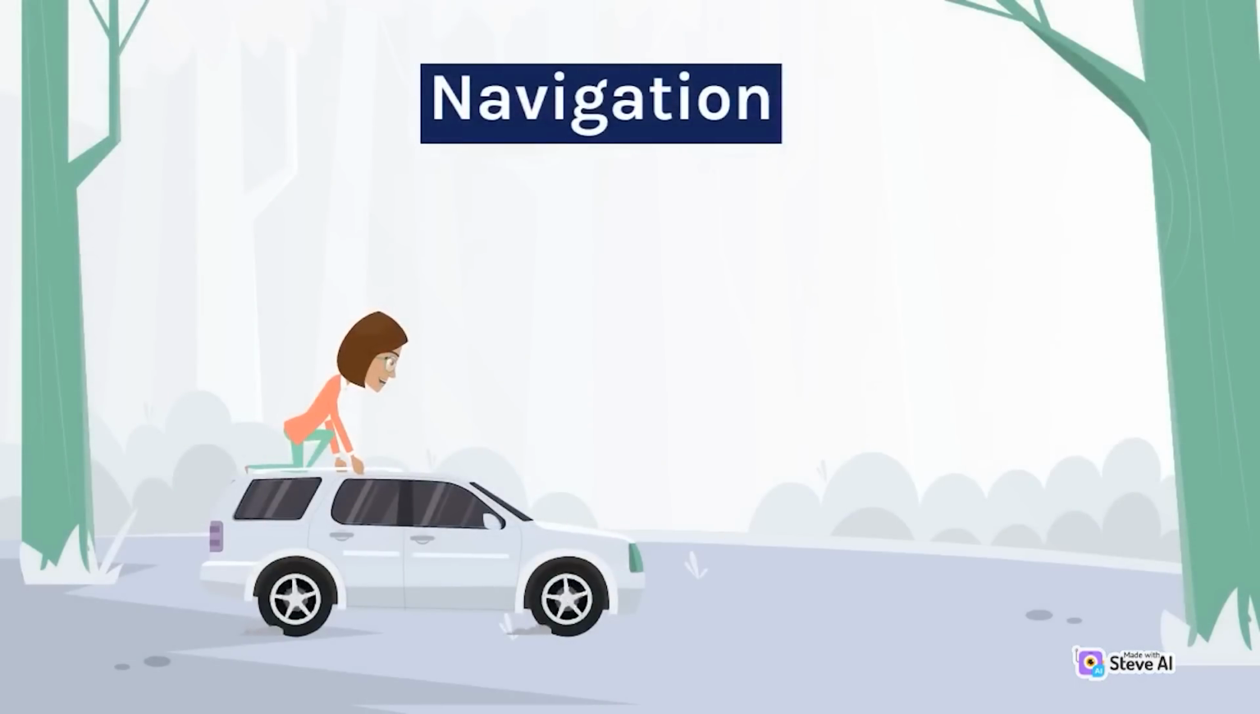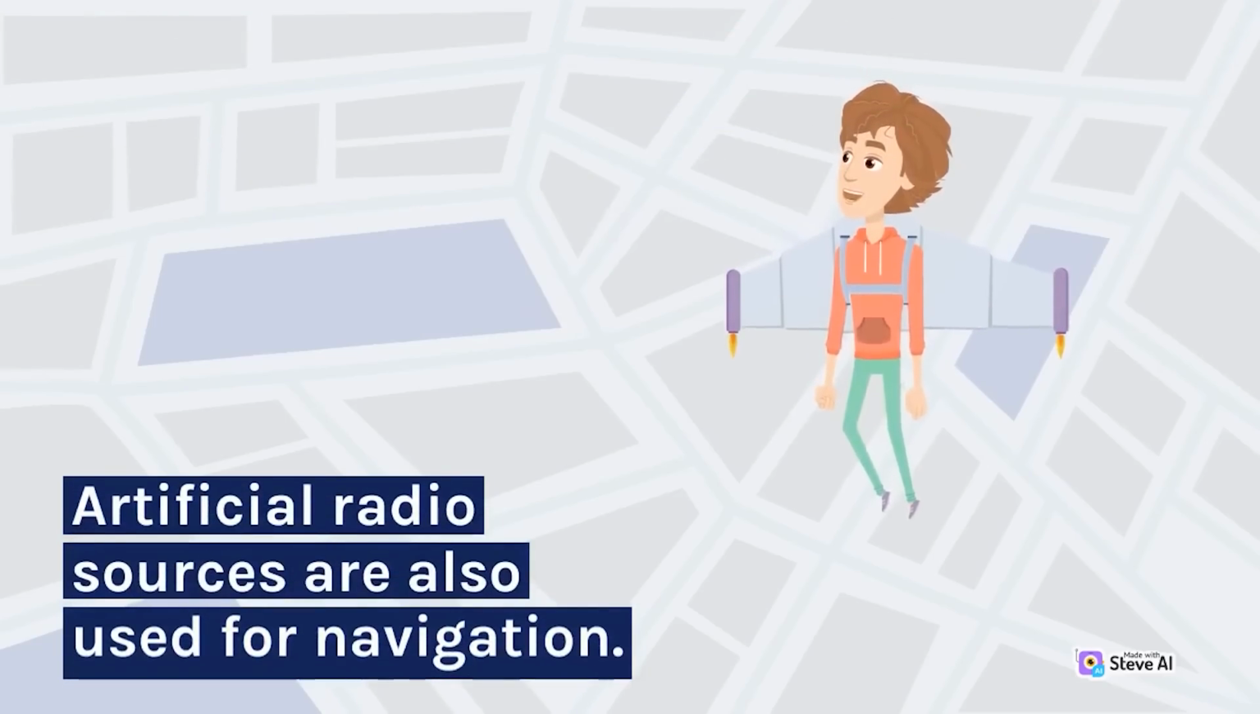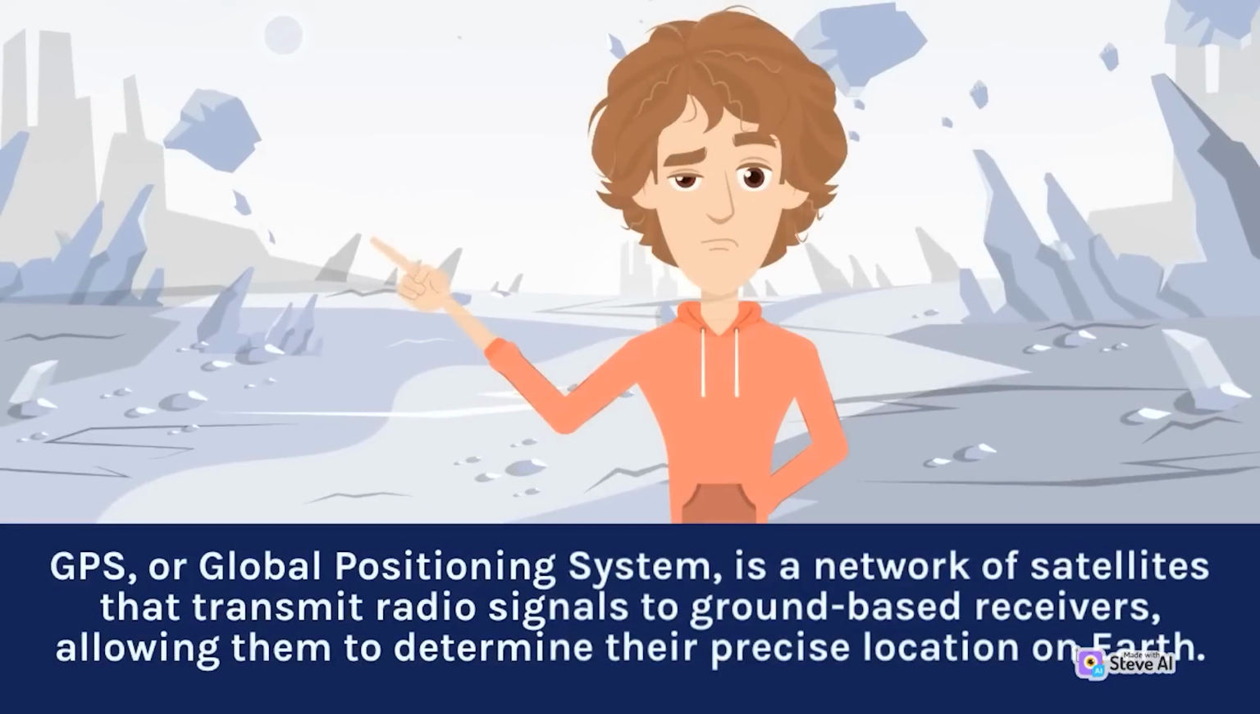Navigation. Artificial radio sources are also used for navigation. GPS, or Global Positioning System, is a network of satellites that transmit radio signals to ground-based receivers, allowing them to determine their precise location on Earth.